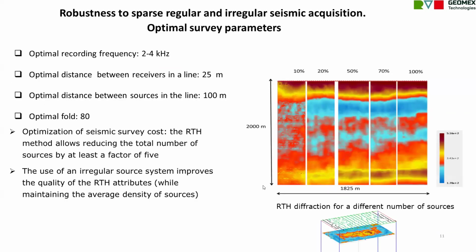So for each attribute. The next feature, robustness of sparse regular and irregular seismic conditions.